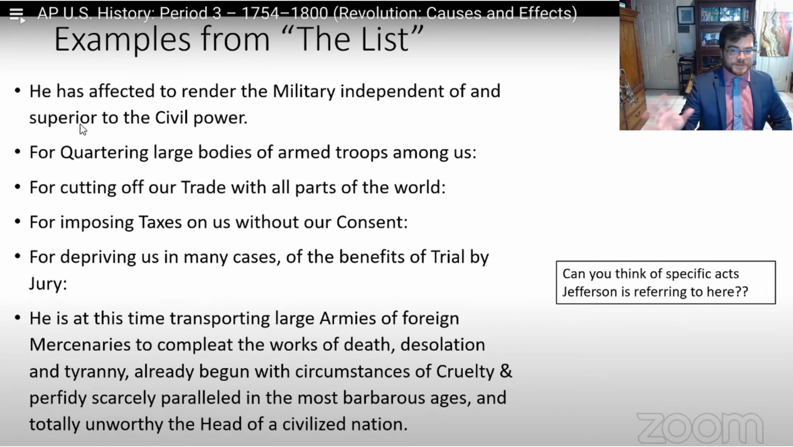So yeah, can you think of specific acts that Jefferson is alluding to? And yeah, we can think of many of them. The Intolerable Acts, the Quartering Act, the Stamp Act, Sugar Act, any of the taxation laws, right? So he's just making a list of all the grievances that are leading us to break away for independence, right? Good.